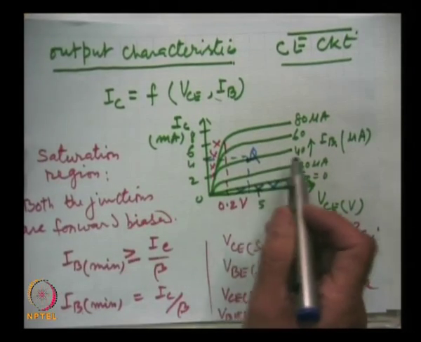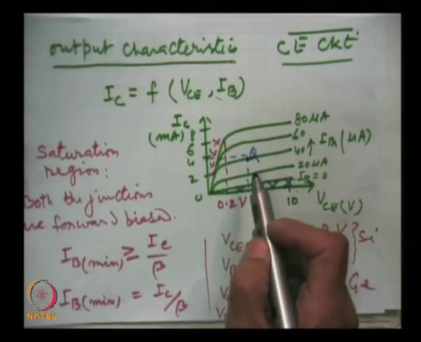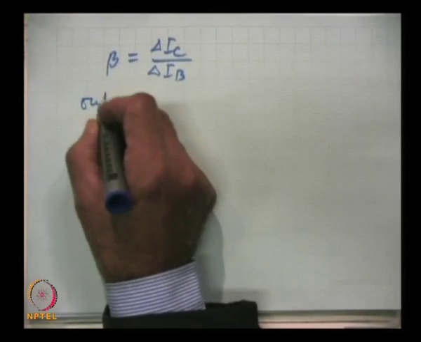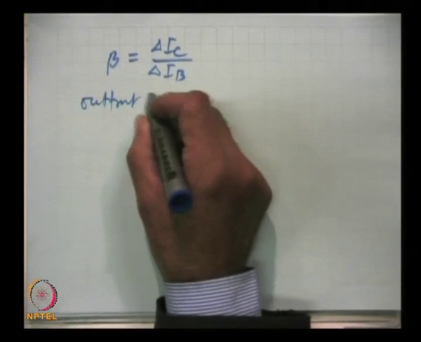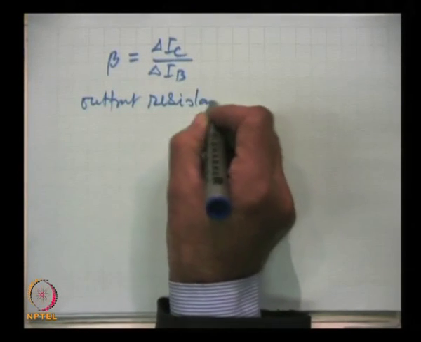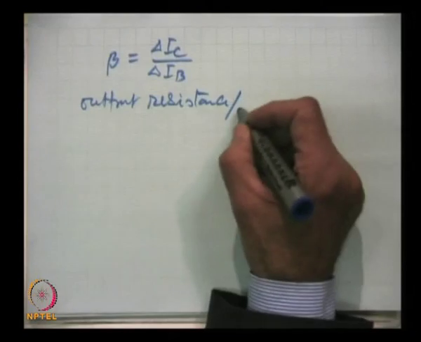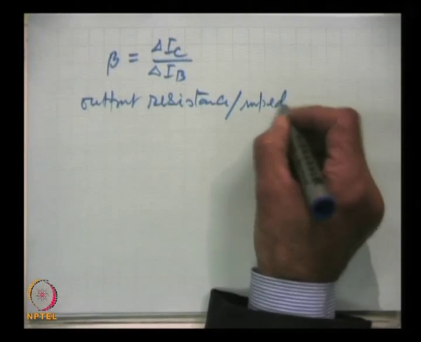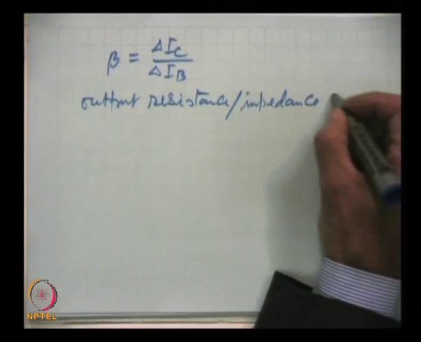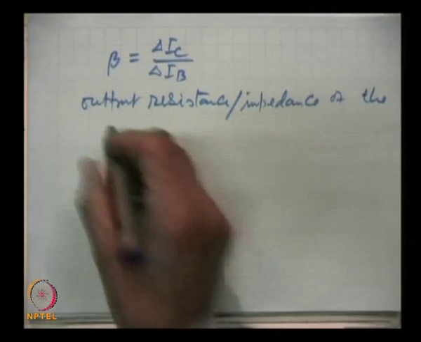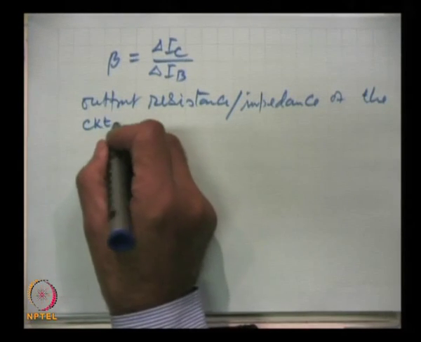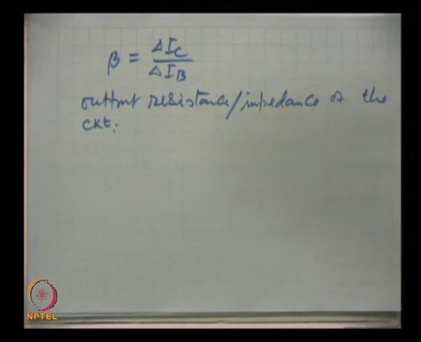From the slope of these curves we can find the output resistance or output impedance of the circuit, which can easily be determined from these characteristics.